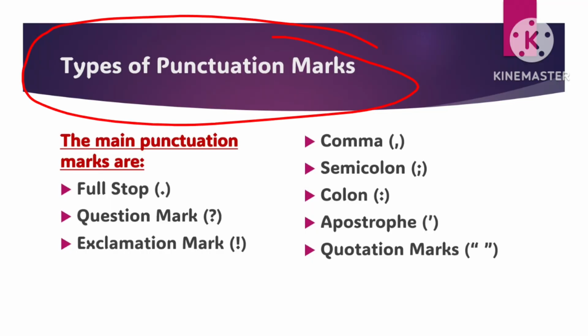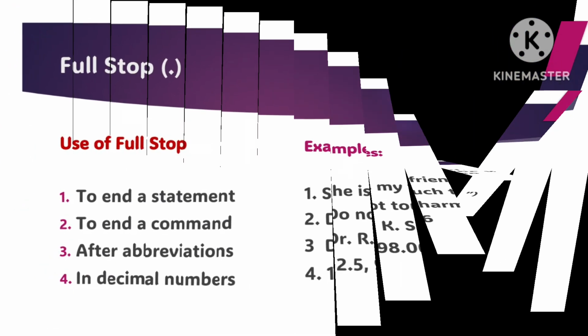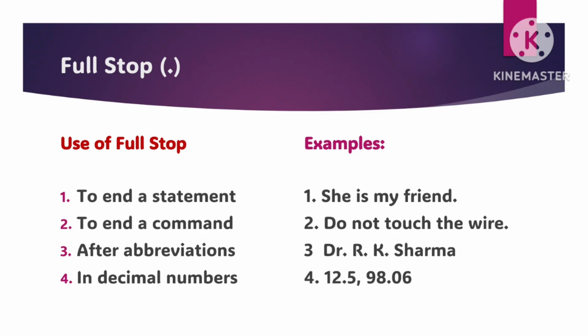Now we can see here in the slide the types of punctuation, and the symbol of each particular punctuation is also given in front of it. So first we have full stop. Most often we are using this full stop in our writing work. Next is question mark. Next is exclamation mark, then comma, then semicolon, colon, apostrophe and quotation mark. So these are the punctuation marks with their symbols. Now come to the first one, which is full stop.